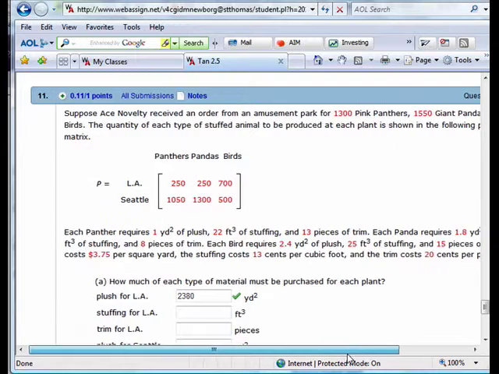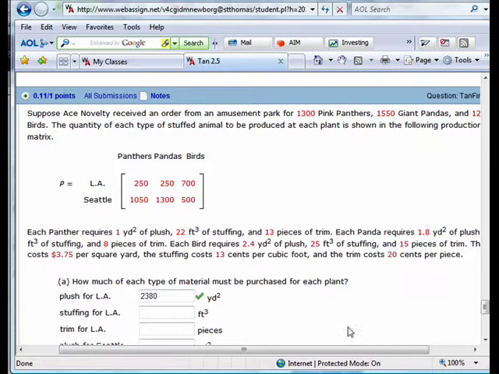So now to find out how much of each type of material should be used, obviously you're going to have to use this matrix. They called it P. I would call it A in my calculator. And then you're going to need a matrix B. If you want to find the total amount of plush they need, you have to figure out how much they need for the panthers, the pandas, and the birds. They tell you in this sentence how much you need of each. You don't really need matrices, but if you use matrices, your calculator will do it for you.